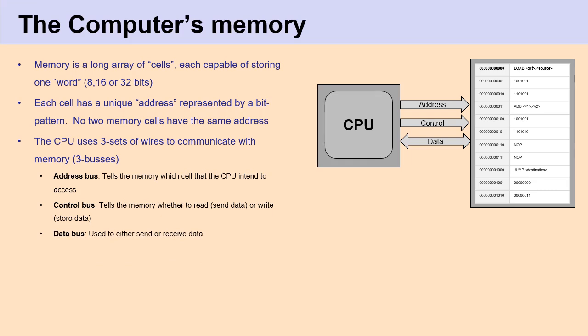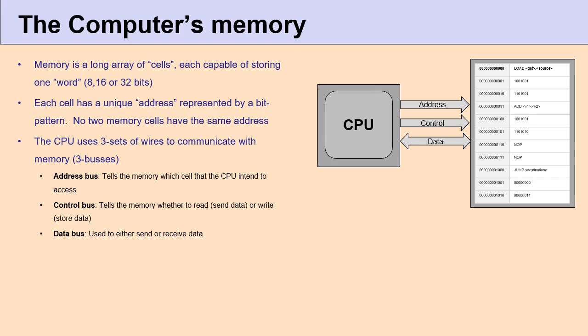Then finally, we have another mechanism to transport data between the CPU and memory. Once we specify the address and then we tell the memory whether to store it or read it, we also need to either send or receive the data from memory. For that we use the data bus. The data bus is a bidirectional bus, which means that the same set of lines can be used to send data to the memory as well as in the other direction to receive data from the memory.